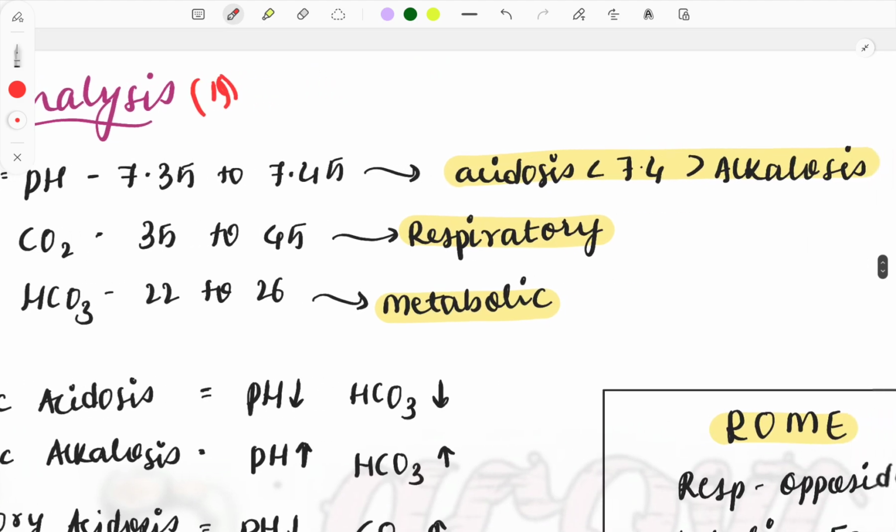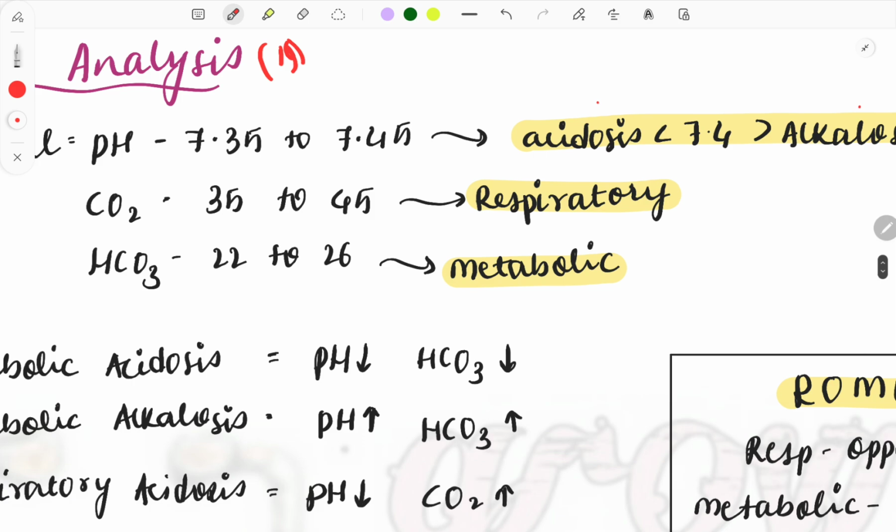If the pH reduces, then it will be called acidosis, whereas if it increases, alkalosis. Then if the changes are seen in the carbon dioxide, then it will be respiratory, and bicarbonate will be the metabolic acidosis.